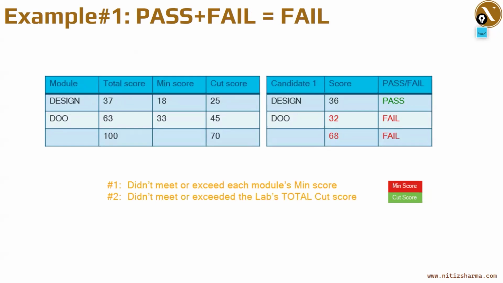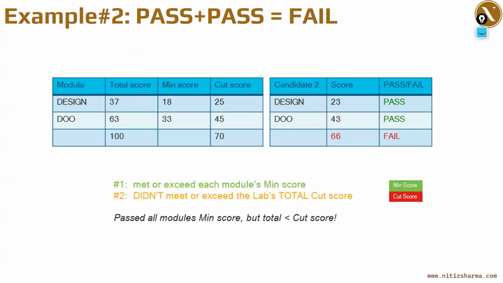But in the other one you fail. So if you fail one of them, then you fail. Simple as that, right? But if you, let's say, pass, but not with a good margin, you pass, but still you fail. So you need to pass and you need to pass with a good margin. So that is what they are suggesting to us. So the cut score, total score, that should be achieved.